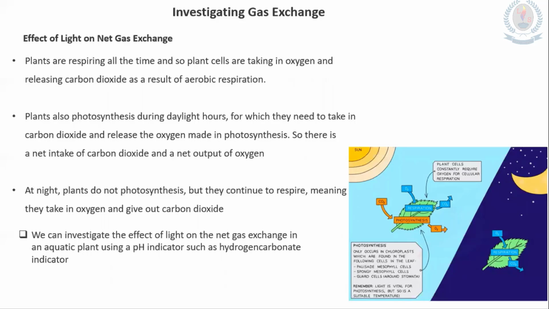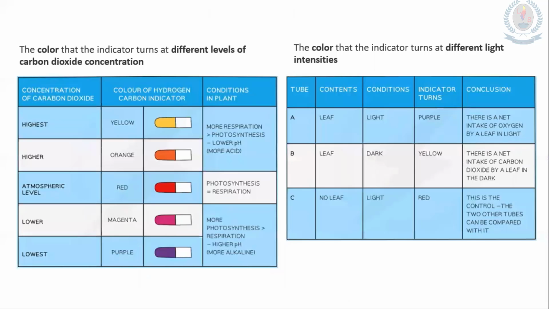But during the night time, plants do not photosynthesize. Why? Because there's no light, right? But they are continuing respiration, so they are taking in oxygen and giving off carbon dioxide. So always there is a net intake of oxygen and net output of carbon dioxide to the atmosphere during the night time. So we can investigate the effect of light on the net gas exchange in an aquatic plant using a pH indicator, that is the hydrogen carbonate indicator.